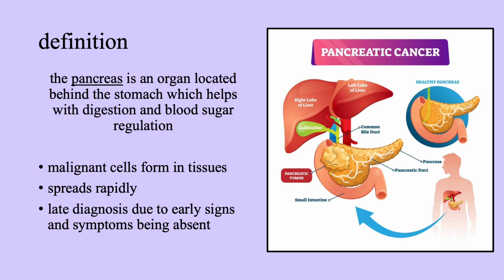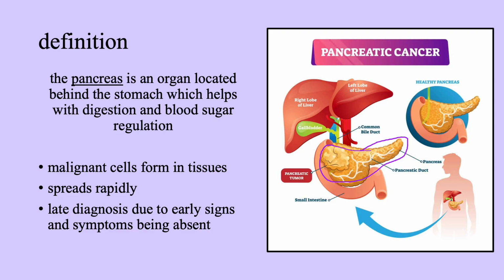Okay, so before we get into the definition of pancreatic cancer, the definition of the pancreas: it's an organ located behind the stomach, and it aids with digestion and blood sugar regulation. So you can see that here on the screen. This part is the pancreas. And then you have the head, the body, and the tail of the pancreas as well.